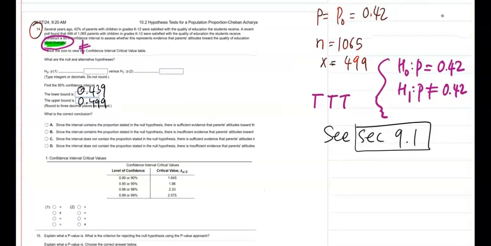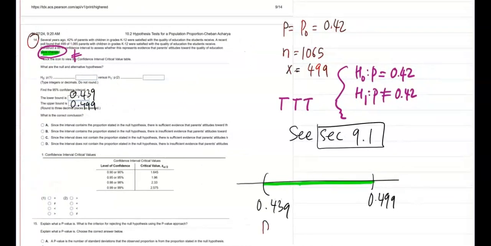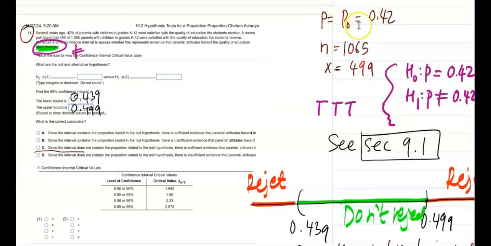So here's the thing. Let me write here. This is the upper bound, 0.499. This is the lower bound, 0.439. Do you guys see that? This is the confidence interval. This is the lower bound, 0.439, and the upper bound, 0.499. So ask yourself, does this interval include P0, which is the population proportion?